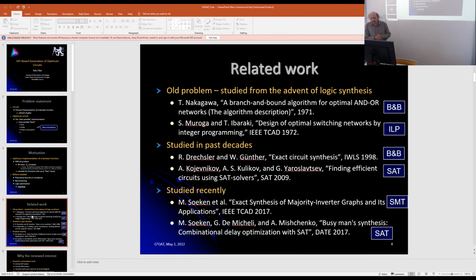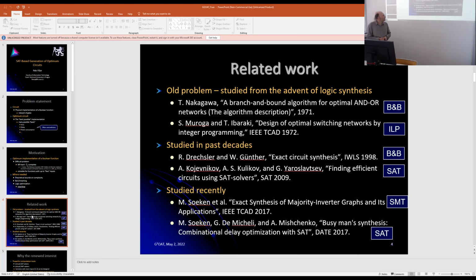So, the related work. The idea or the concept is definitely not new. The problem started with the advent of logic synthesis. The first approaches to finding optimal circuits were based on branch and bound and integer linear programming. Surprisingly enough, there was a big gap of, say, 20 years.